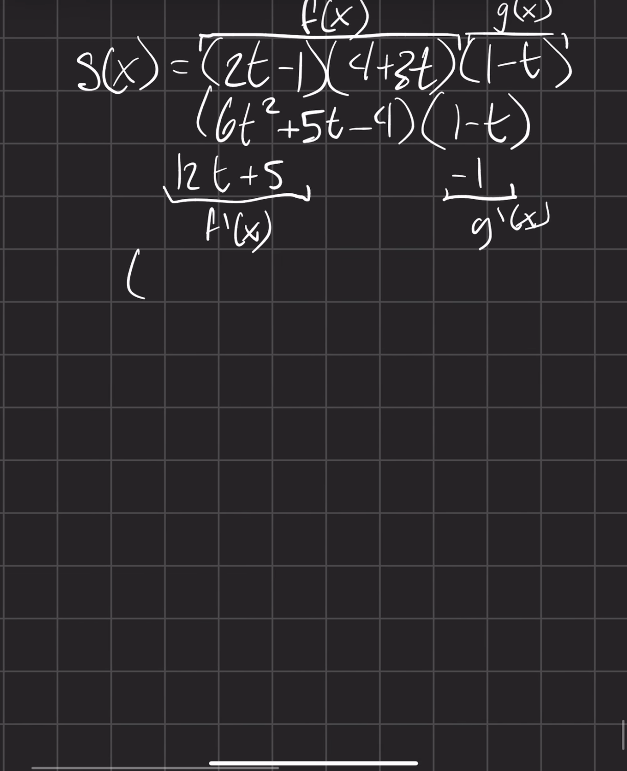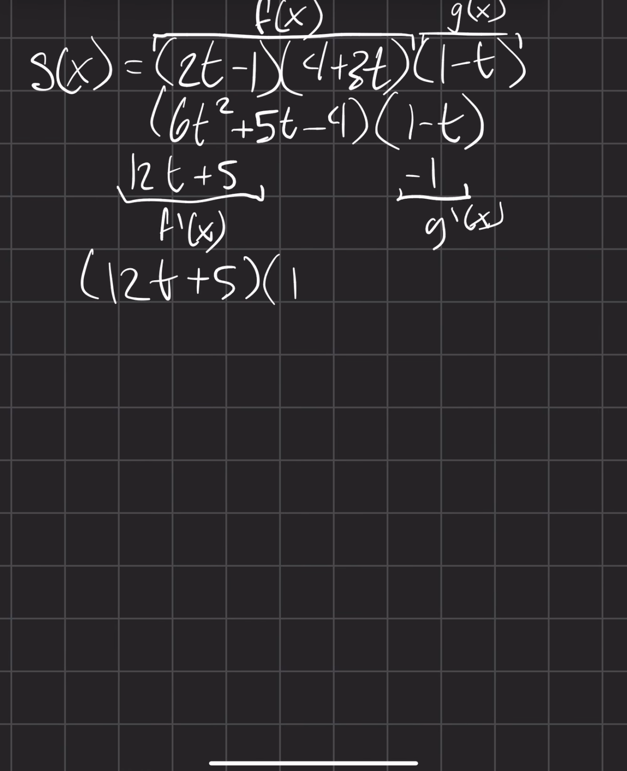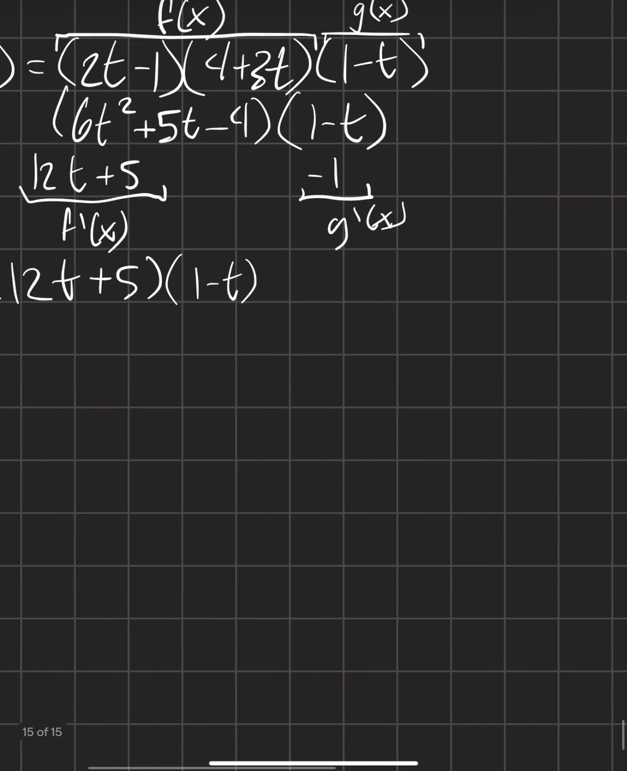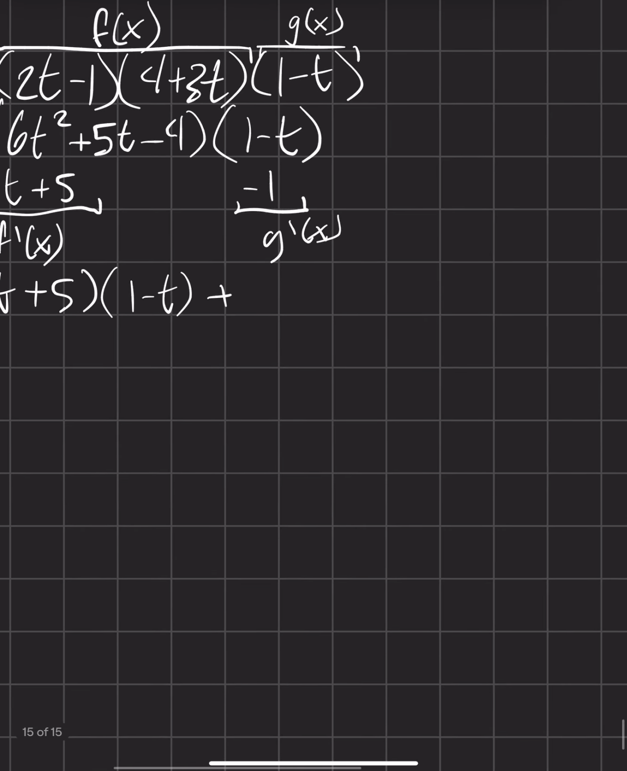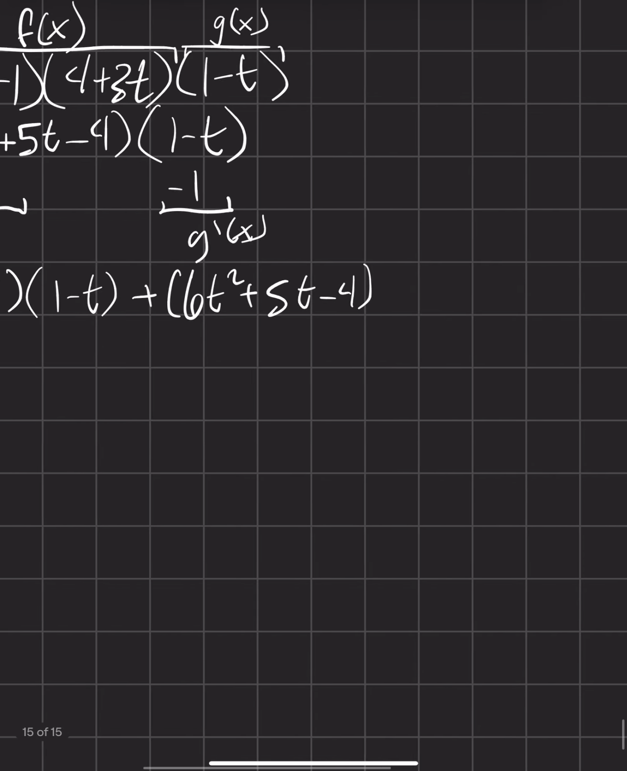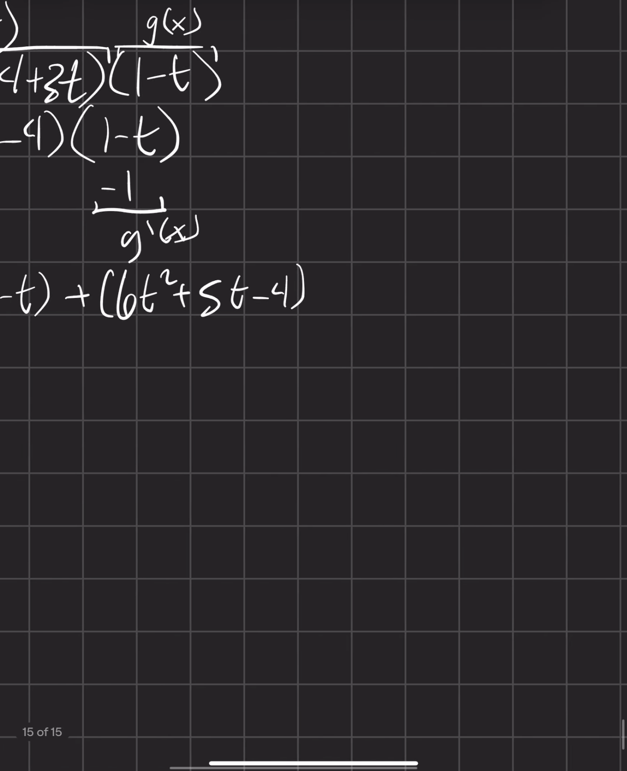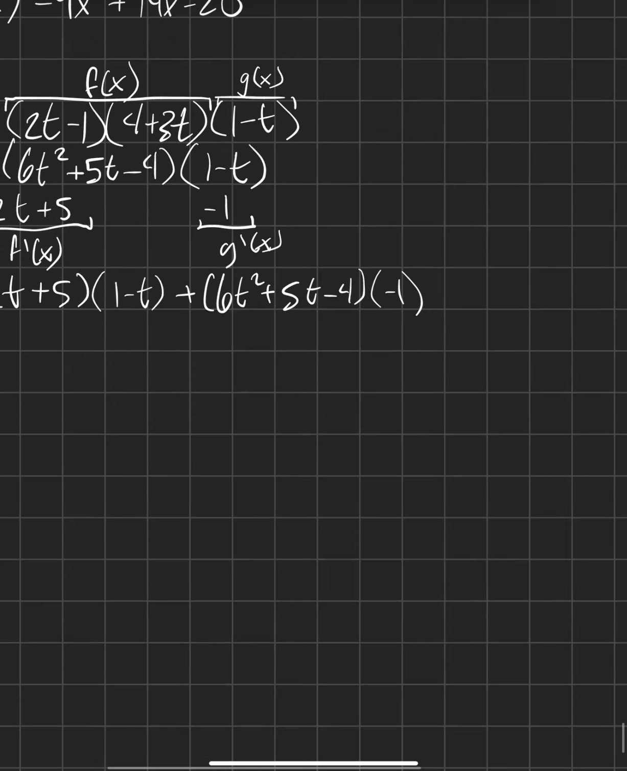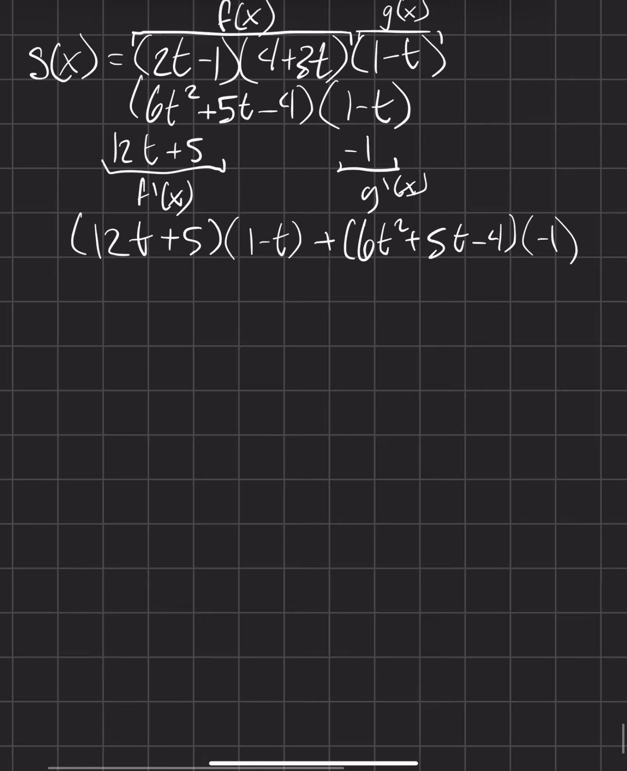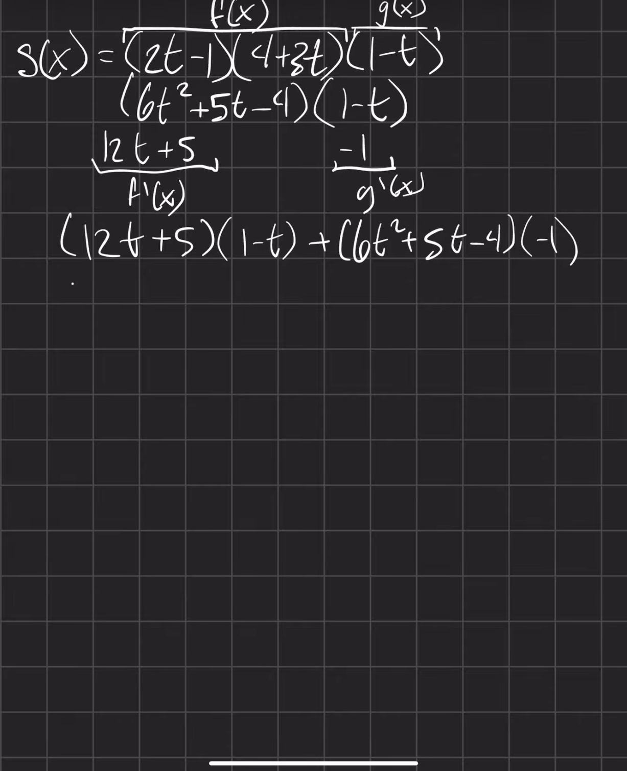And when we apply our product rule, we're going to end up with first f prime of x, and remember f prime of x is that 12t plus 5, multiplied by our g of x up here, which is our 1 minus t, plus our f of x, and our whole f of x function is our 6t squared plus 5t minus 4, and then multiplied by our g prime of x, which is going to be -1. And then you can combine all these terms together, and it's just going to be this.